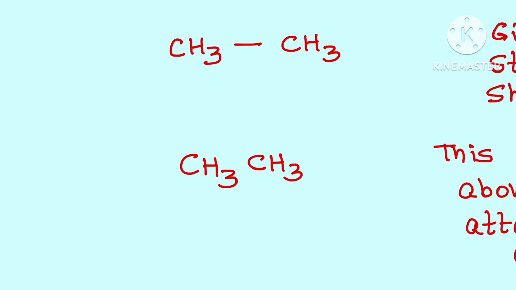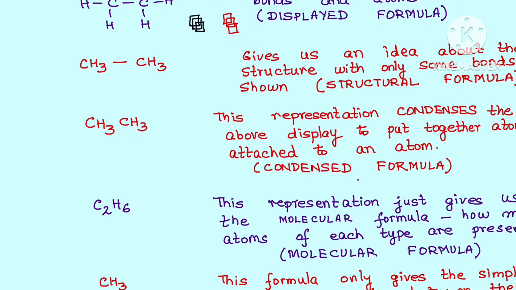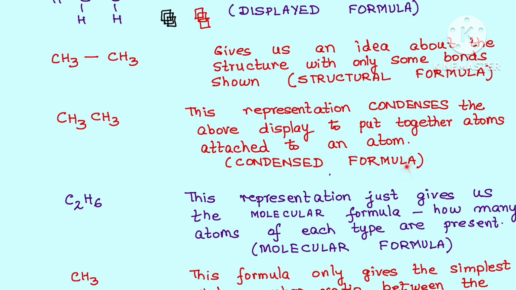Now let's go on to the third one. See, we have done away even with the single bond between the 2 carbon atoms. So we can either show it by a small dot over here, or we can just do away with that dot as well. So what we've done is we've condensed the formula or representation even more. This is called the condensed formula.